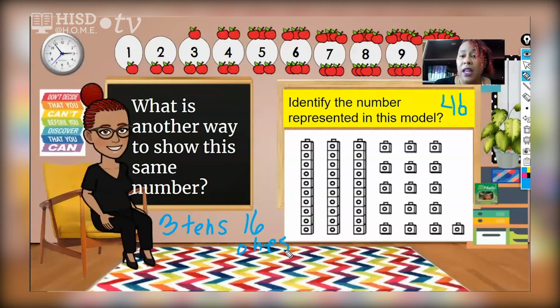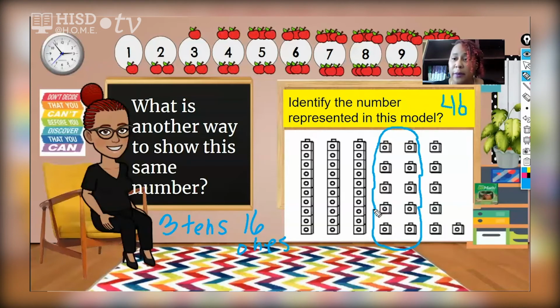I remember in a previous problem, we said when we have ones, we could group them together if we have 10 to make a 10. Let's count and see if we have enough to make another 10. 1, 2, 3, 4, 5, 6, 7, 8, 9, 10. I'm going to put a circle around these to show that I could put them together in a group of 10.